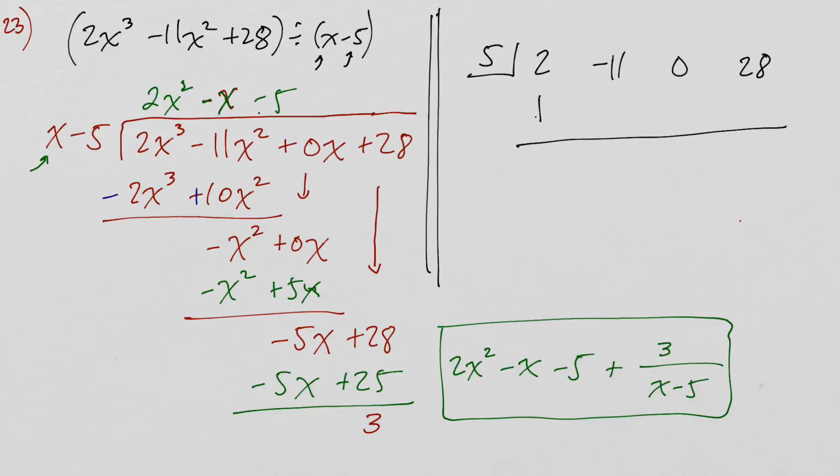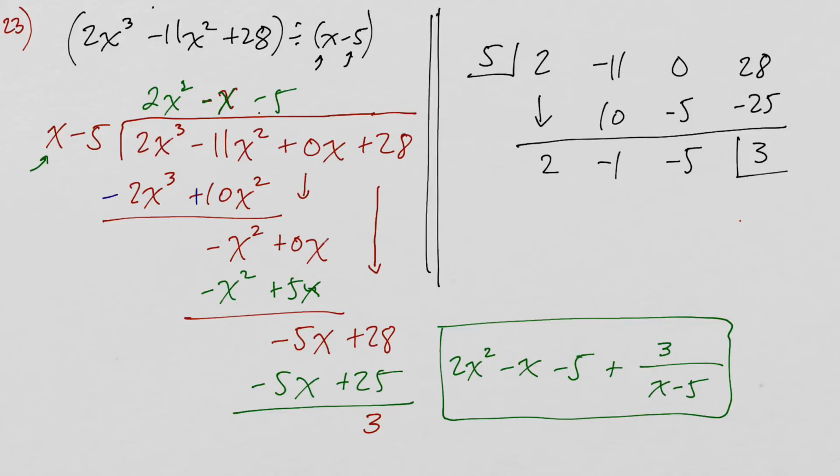I'm going to start by dropping my 2 down. 5 times 2 is 10. This adds up to negative 1. 5 times negative 1 is negative 5. This adds up to negative 5. 5 times that is negative 25. This adds up to a 3. That's my remainder. I don't need to divide anything, so these are my coefficients.